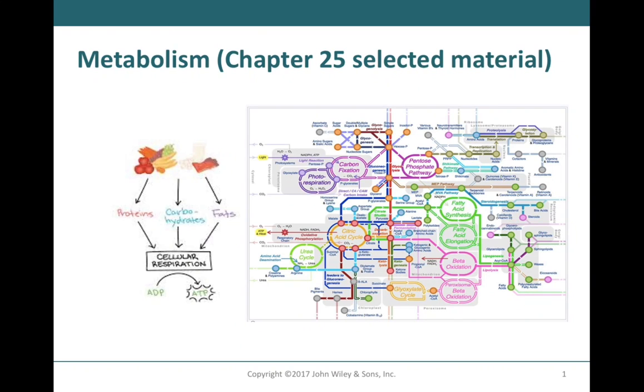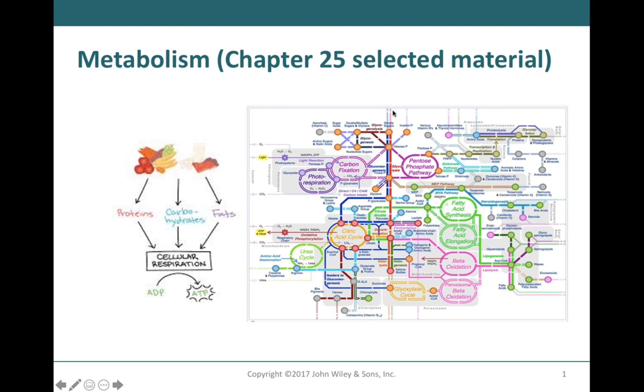This presentation will cover Chapter 25, which are the concepts of metabolism. Now, metabolism refers to all of the chemical reactions that occur in our bodies, and it's important that we understand metabolism before we start getting into the different types of tissues.